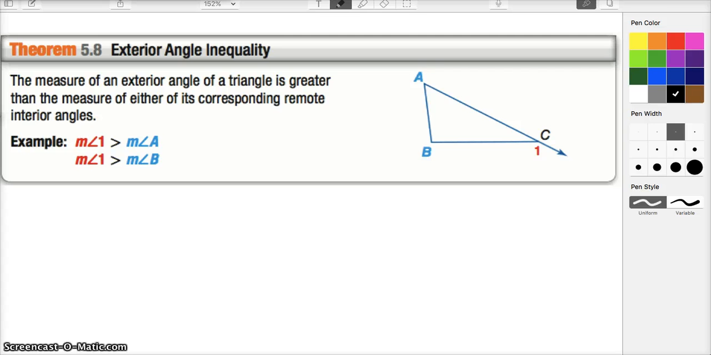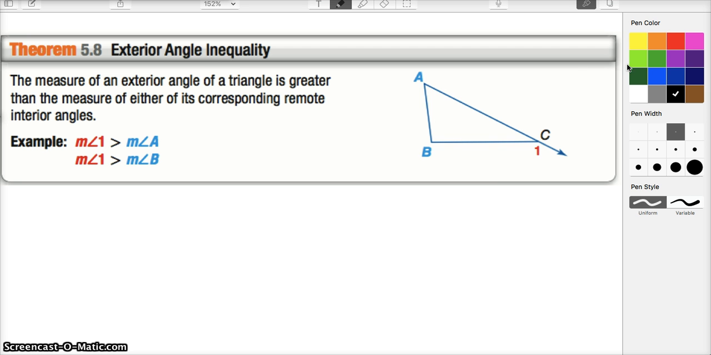So the first theorem that we have is called the exterior angle inequality theorem. And what it tells us is this. You remember the exterior angle theorem, where an exterior angle, angle 1, created by the extension of one side of a triangle is equal to the sum of the two angles on the inside. Well, all this inequality theorem is saying is that angle 1 has to be greater than either of those two angles, which totally makes sense because angle 1 is equal to the sum of the two angles.